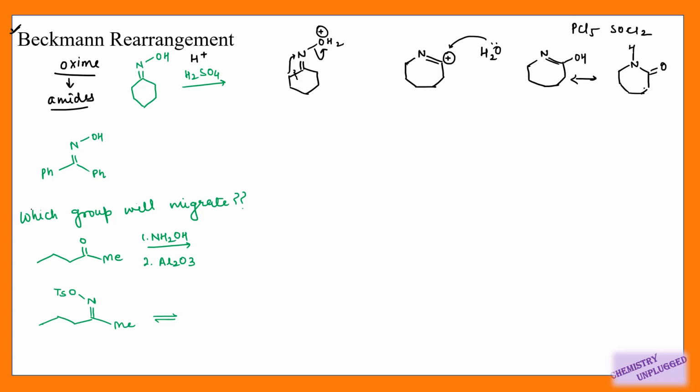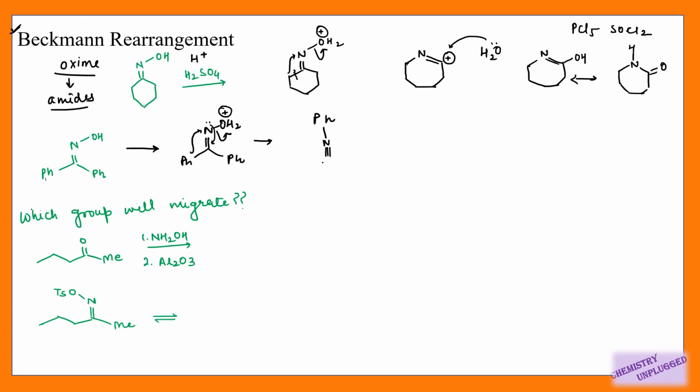Next we have an example based on acyclic oxime, and the reaction mechanism of this acyclic oxime is a little bit different from this cyclic one. First step is similar, that we have to protonate this OH, it will form OH2+, and if we remove it, this migrating group will migrate and it will stabilize this nitrogen, and the lone pair of electrons present on this nitrogen will shift here to stabilize this carbon. Only this step is different.